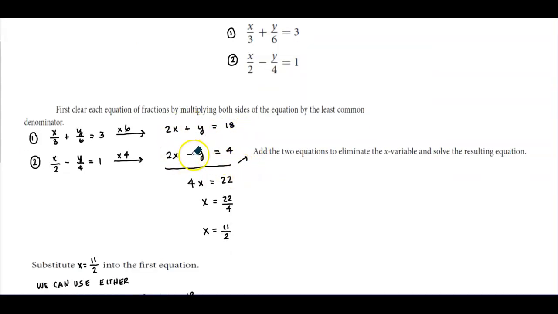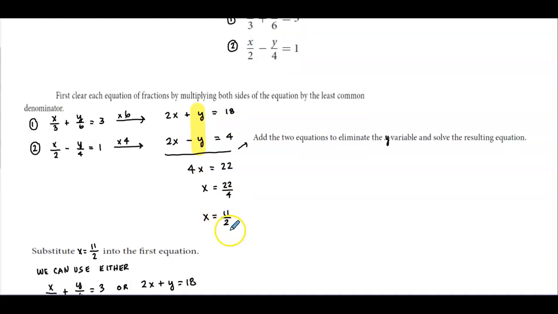So now, in this scenario, we can add the two equations to eliminate the y variable and then solve the resulting equation. The y variable is what we can eliminate here because we're going to get 0. So let me go ahead and highlight that. And then we also need to correct what it says in that statement, which is we're eliminating the y variable. So now we have 4x equals 22, and divide both sides by 4, and therefore reducing that fraction we get x, which is equal to 11 over 2.